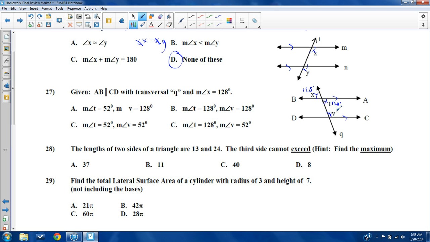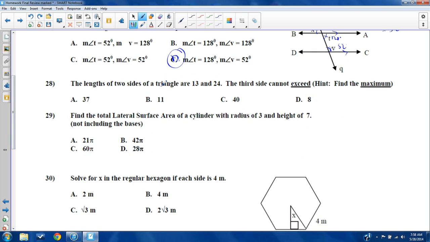V and T are same side interior angles, so they're supplementary. So V is going to be 180 minus 128, which is 52. So we're going to find one where T is 128 and V is 52. That's C. Well, that must be a D, because that's already a C, so they're trying to trick you there. This is D, 152.